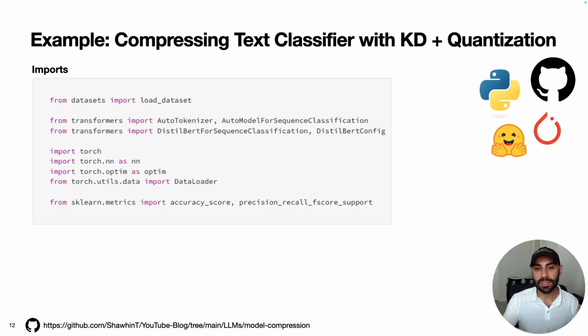The first step here is to do some imports. Many of these are Hugging Face libraries, so datasets is from Hugging Face. We'll import some things from transformers. We're going to import some things from PyTorch, and then finally I'm going to import some evaluation metrics from scikit-learn.